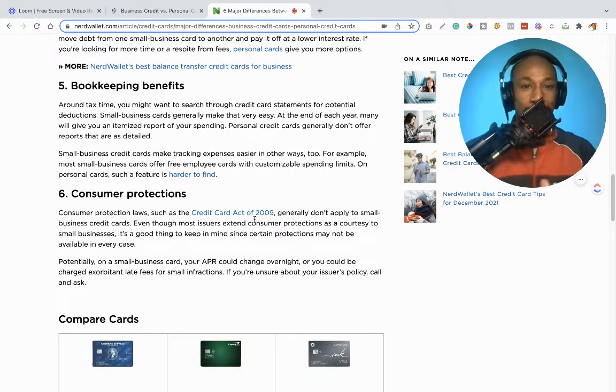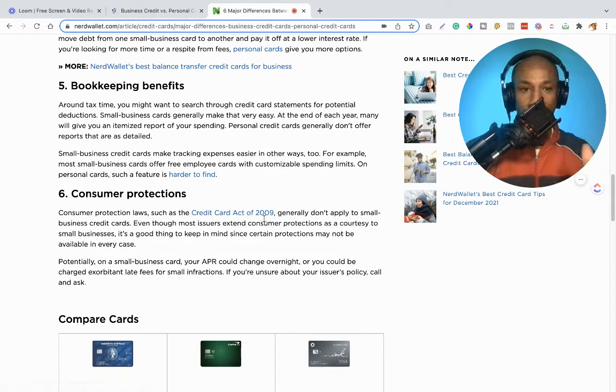Around tax time, you might want to search through credit card statements for potential deductions. Small business cards generally make that very easy. At the end of each year, many will give you an itemized report of your spending. Personal credit cards generally don't offer reports that are as detailed.